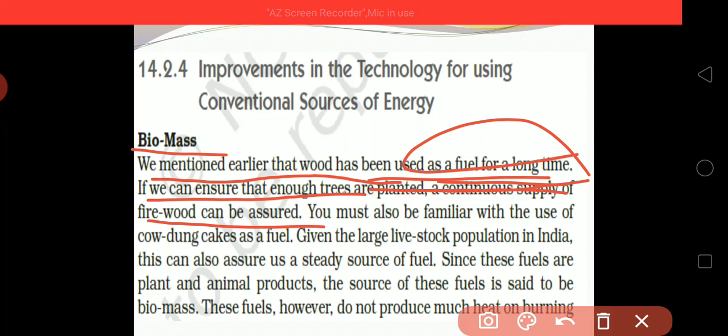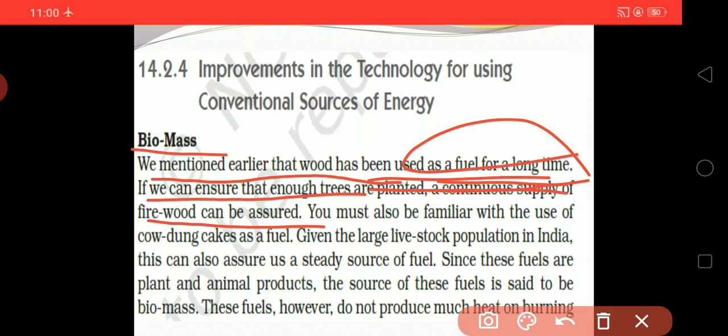So from that we can see, if we are using wood as a source of energy for cooking as well as many other purposes, then first we have to plant a large enough number of trees to get a proper amount of firewood. So the first necessity is that we have to grow a lot of trees in different areas for getting firewood. That is the necessity in our life through which we will get a proper amount of firewood.